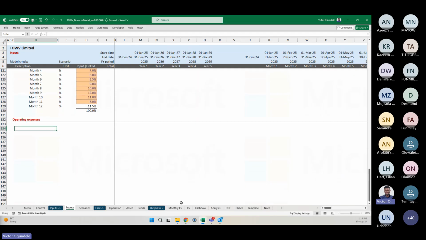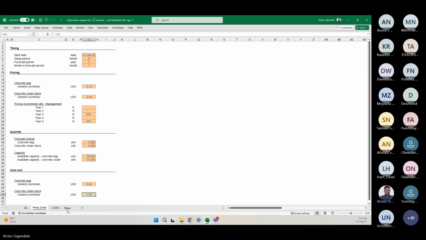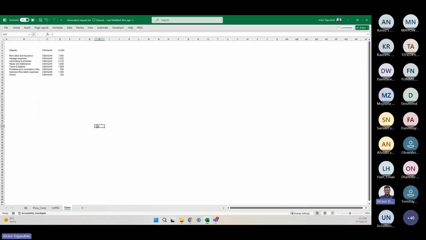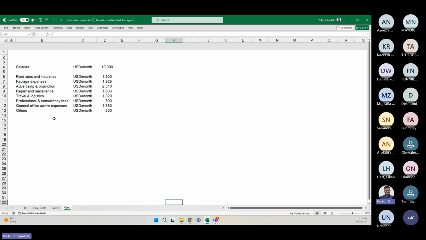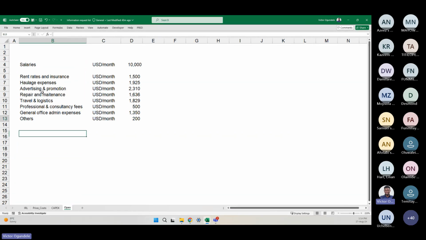So for our operating expenses, the clients provided us with that. Okay, yes. So in our information request list, the clients provided us a list of monthly operating expenses. I hope we have the same thing.